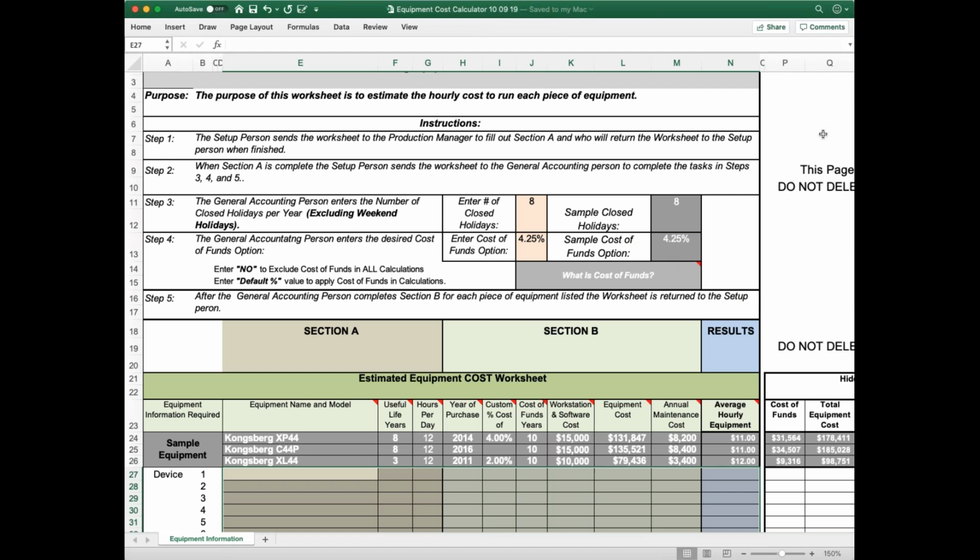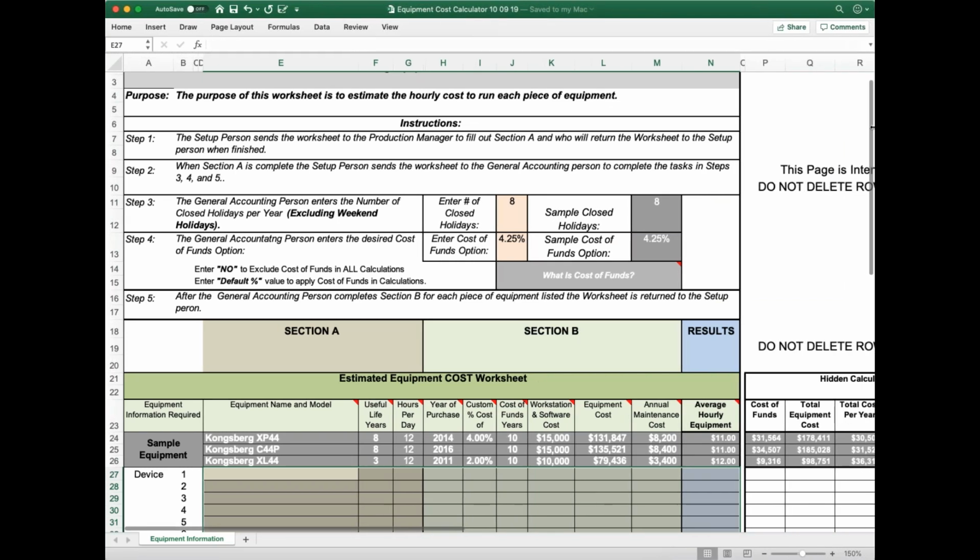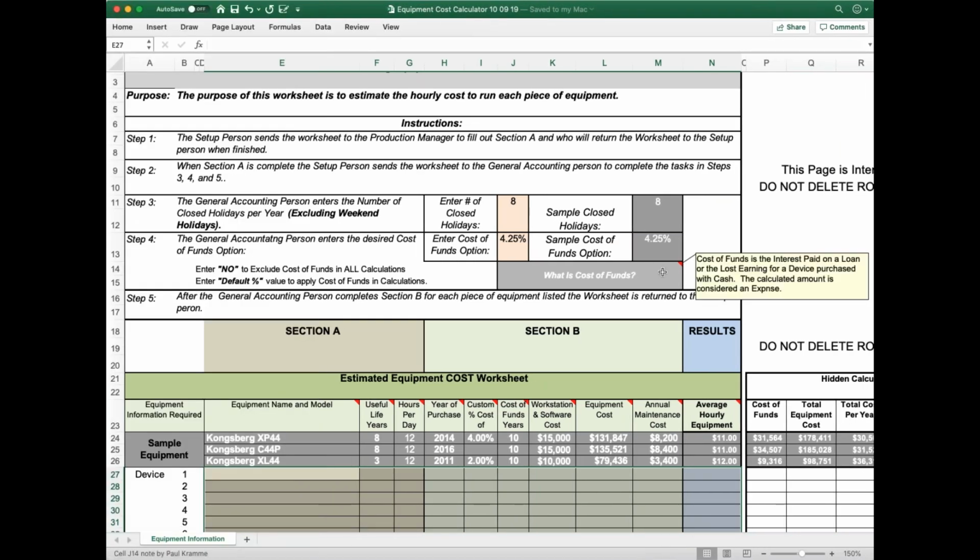The cost of funds, got to widen it a little bit further. The cost of funds, if the machine was purchased and paid for by a loan, then the cost of funds is the interest rate of that loan.